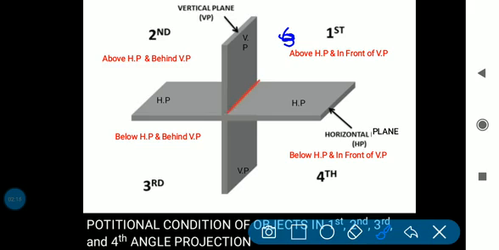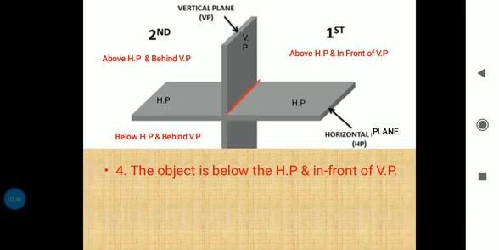In the case of first angle projection, the object is placed here, above the horizontal plane and in front of the vertical plane. When the object is placed in the second quadrant, it is above the horizontal plane and behind the vertical plane. When the object is placed in the third quadrant, it is below the horizontal plane and behind the vertical plane. And when the object is placed here, it is below the horizontal plane and in front of the vertical plane. Ultimately, we get four types of positional condition of the object.